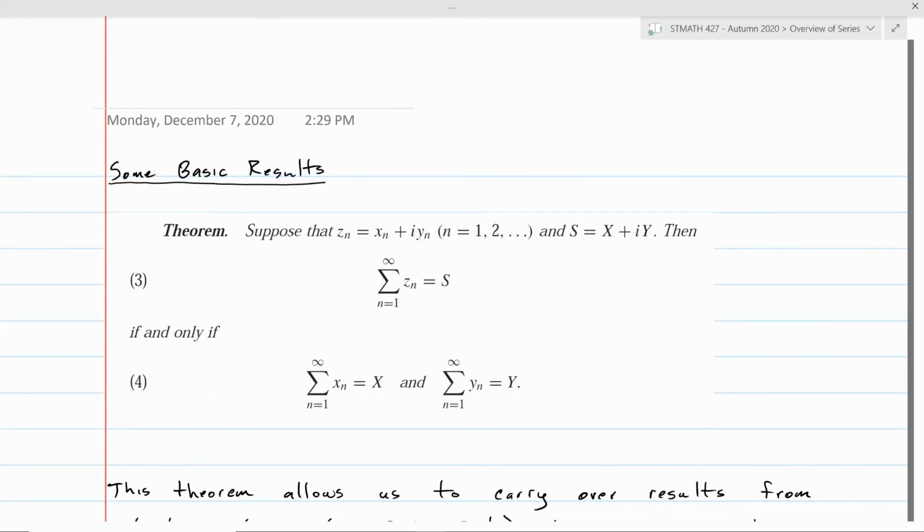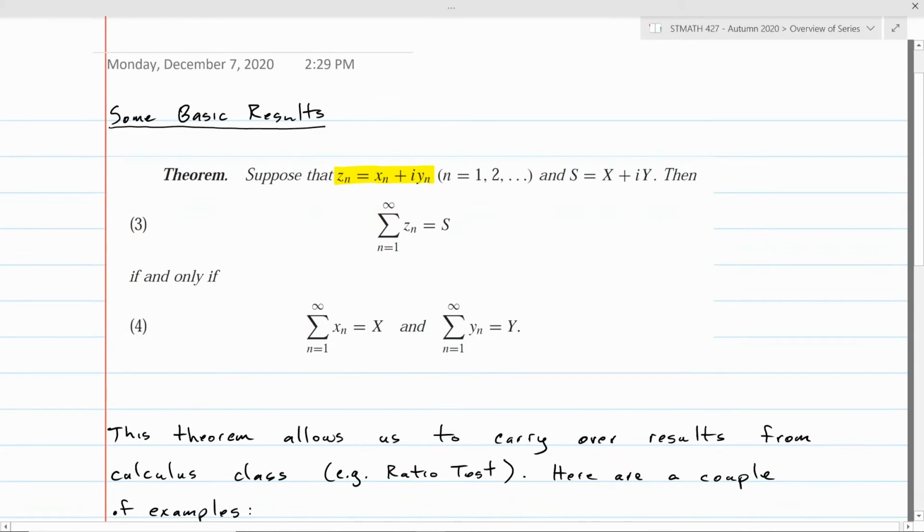This first result here just tells us that when you take your complex number z sub n, those numbers that you're adding up, and you break them into real and imaginary components, then to evaluate the series of the z_n's, you can break it into evaluating the separate series of the real components and the imaginary components.